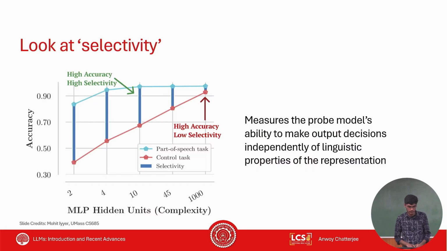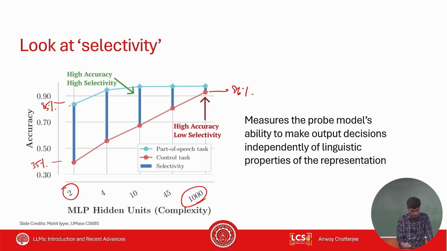Now, look at this. This is basically a real world example from part of speech tagging from a paper. Just look at the accuracy. When I use a 2-layer MLP, the control task accuracy is somewhere around 35%. But the part of speech task, which is our probing task, the accuracy is around 85%. I increase the MLP hidden units gradually and I make it 1000 MLP units. Suddenly, the control task accuracy jumps up to 86%, and this also increases from 85% to around 92%. But look at the difference.